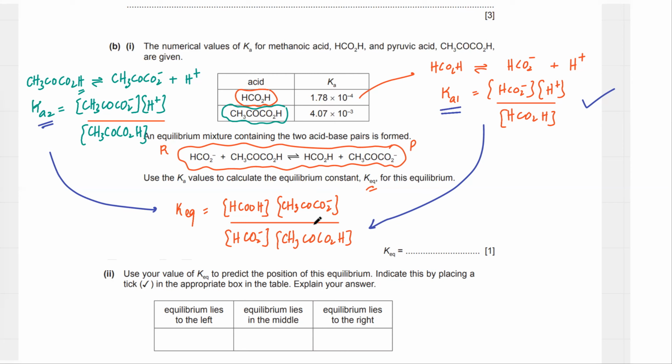Maybe we're going to use Ka1 over Ka2. It's going to be K1 over K2. I think it's going to be K2 over K1. That's the first thing. First thing, I'm going to figure out the answer to this expression.